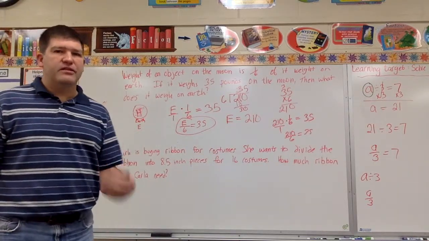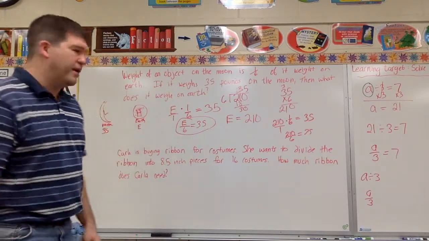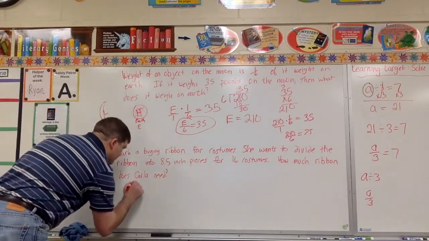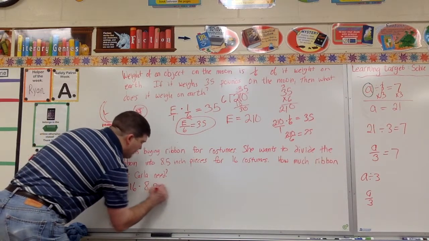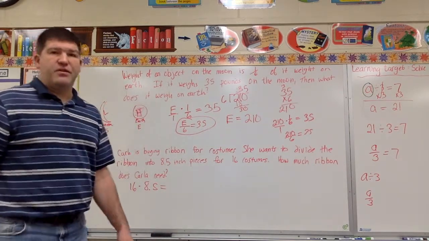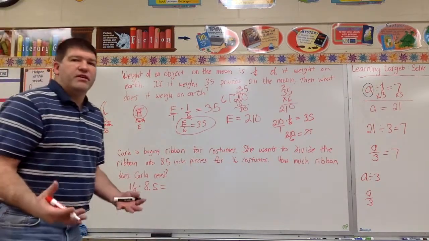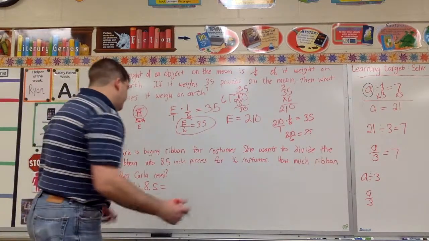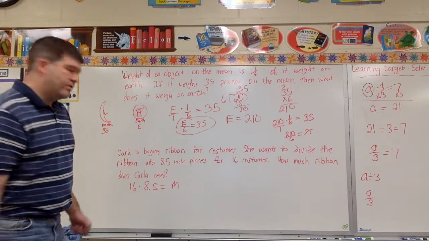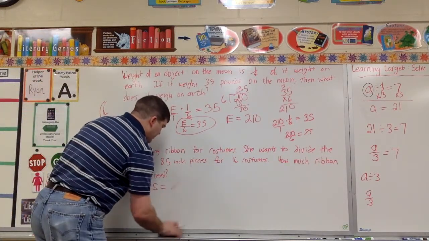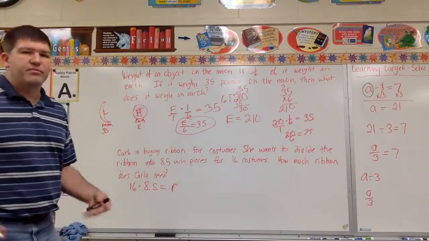So a part of me looks at this, and I could write this just as a multiplication problem. Well, she's going to have 16 costumes, and if she times it by 8.5, that'll tell me how much ribbon she needs in total. Okay? So it could be 16 times 8.5. Then you don't have a variable. Well, your variable will be, let's see, we'll do M for material, or R for ribbon. Okay? So 16 times 8.5 equals R, equals how much ribbon.